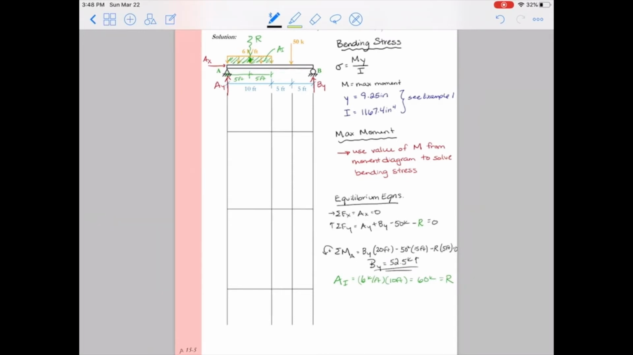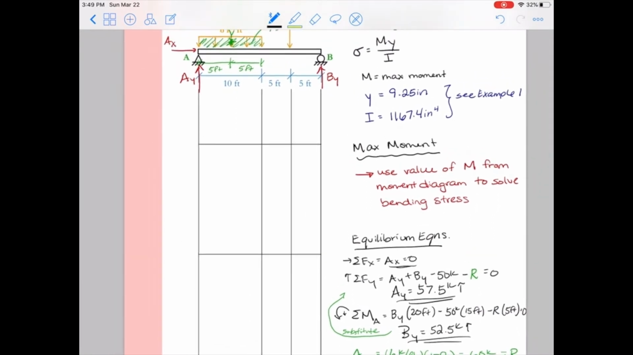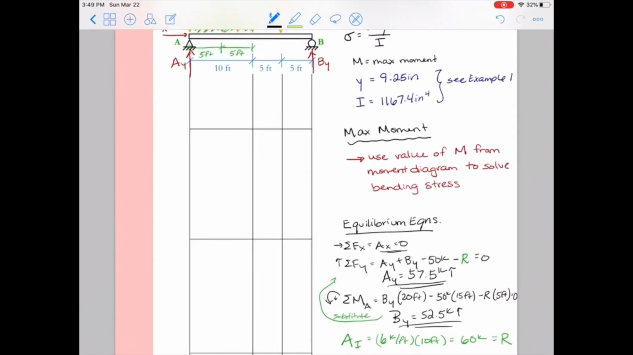Now I'm just going to take my result for By and plug it back into my sum of forces in the y equation. And so when I do that, I get By is now 52.5 kips, so now I can solve for Ay. Ay is a total of 57.5 kips, also acting upward. Alright, with this information, I'm ready to draw my shear diagram. So let me zoom in a little bit so you can see this a little bit clearer.